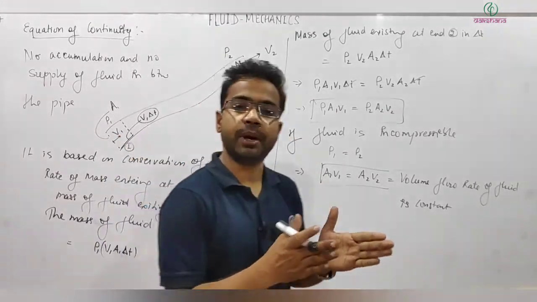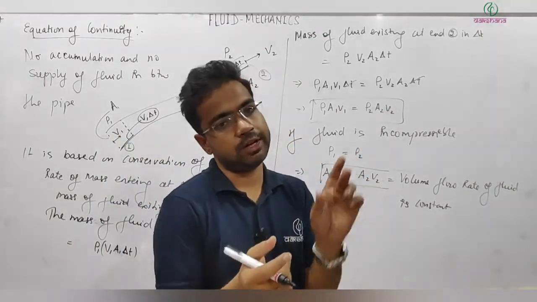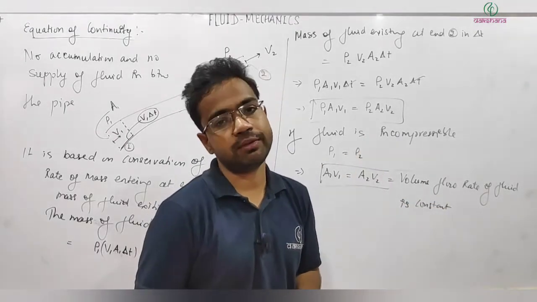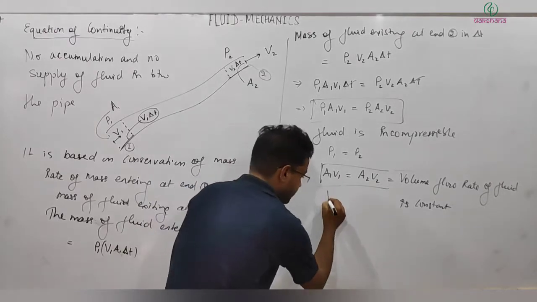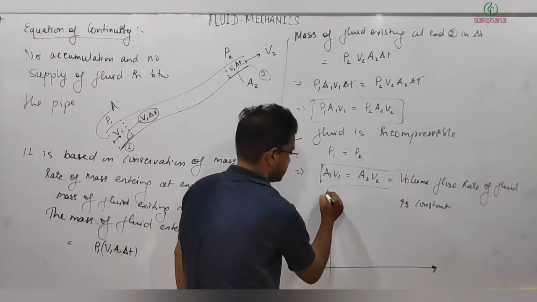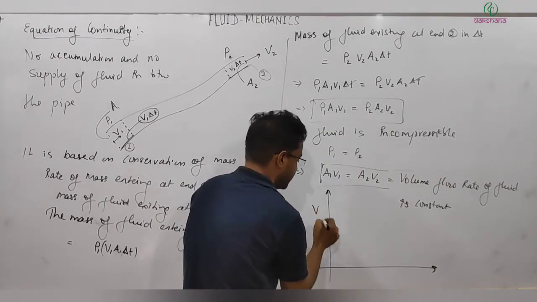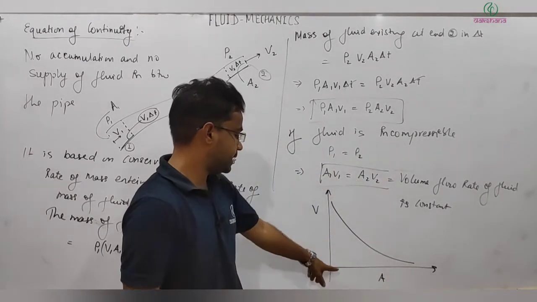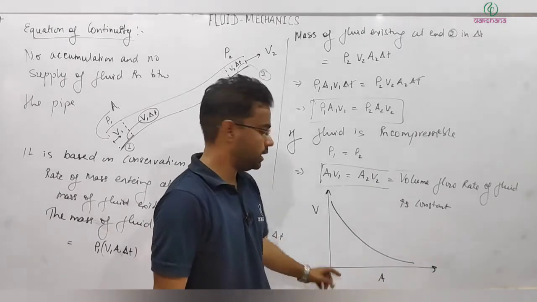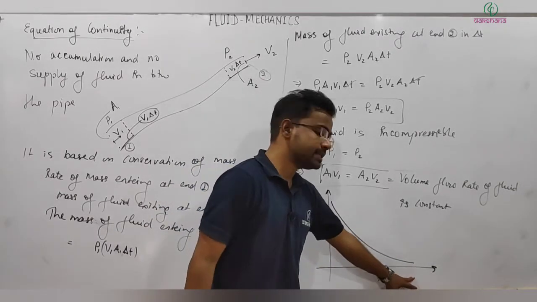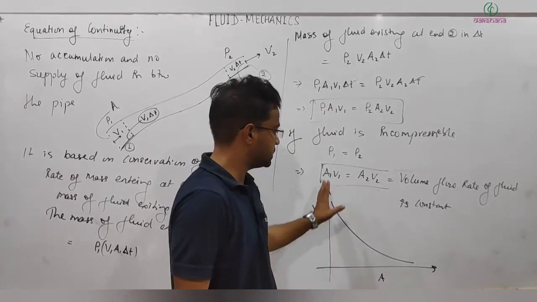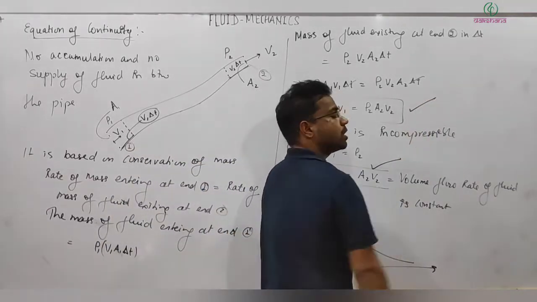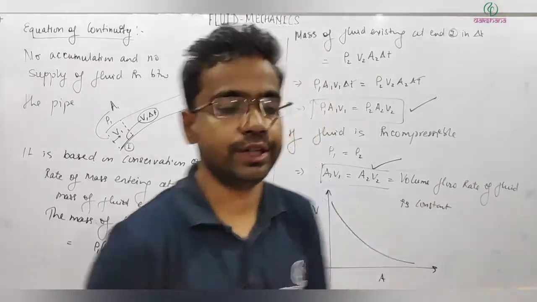So wherever the pipe has a higher cross section, velocity will be low, and vice versa. If the cross sectional area is small, velocity will be high. We can even get the relation, just like this, velocity versus area. The lower the area, the higher the velocity. The higher the area of cross section, the lower the velocity. This relation is called the equation of continuity.